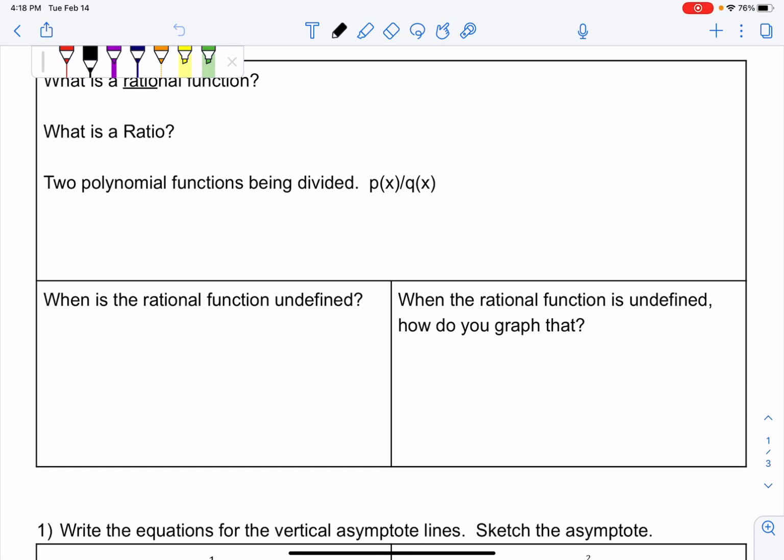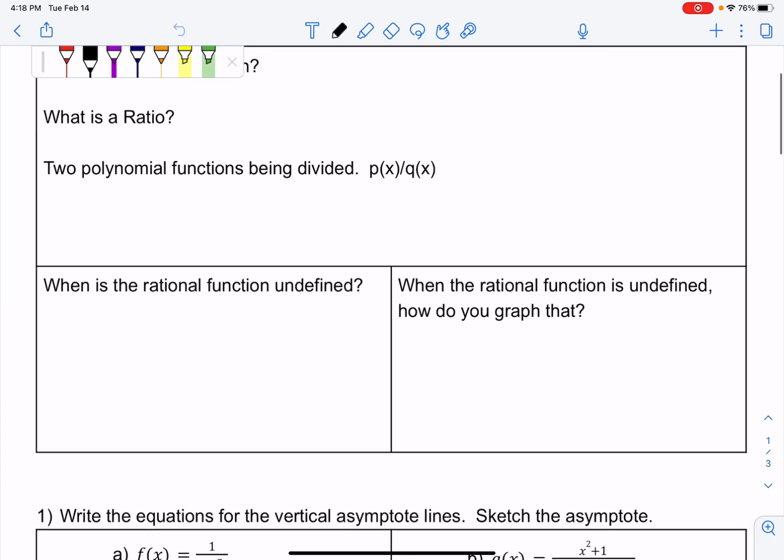Okay, so I'm going to take us through some basic portions of the notes on vertical and horizontal asymptotes for rational functions. So the first thing we need to remember is that a rational function is undefined when the denominator equals 0. So what we need to do is set the denominator equal to 0 and solve for any values of x in the denominator that would break the function or make the denominator 0 and therefore the function undefined.